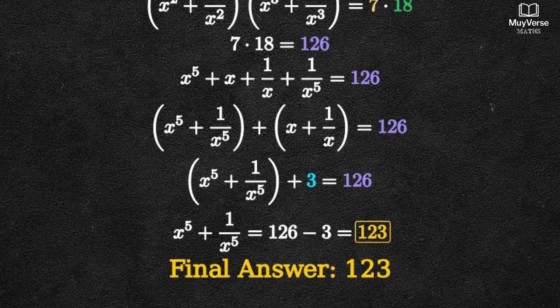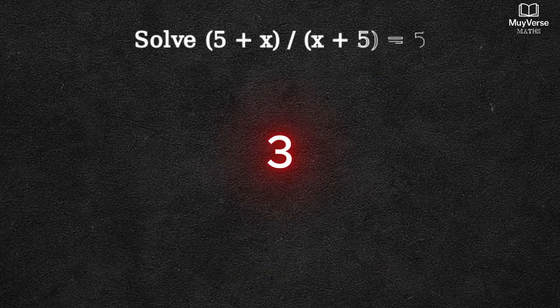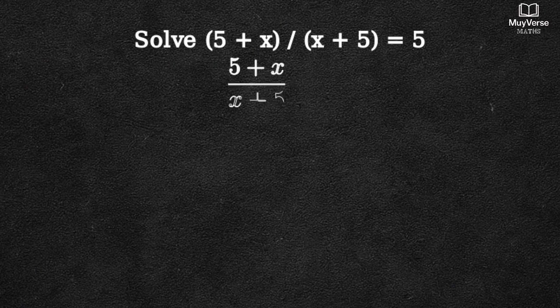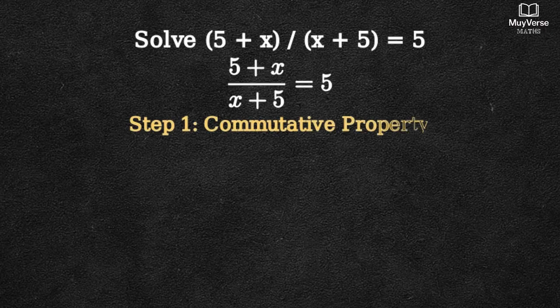This power building approach is quick, avoids solving for x, and keeps the algebra clean. Let's solve the equation. 5 plus x over x plus 5 equals 5. We'll go step by step, keeping everything simple and clear. Step 1. Use the commutative property of addition. a plus b equals b plus a.